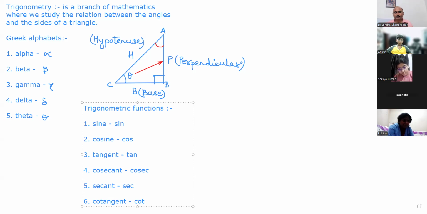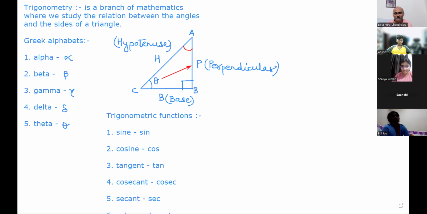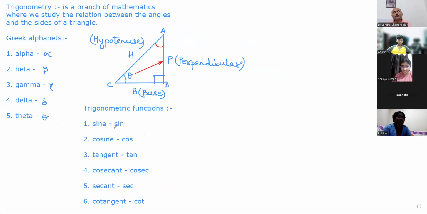So these are the six basic functions of trigonometry, which we will discuss today. There are many more. Okay? So today we are taking baby steps towards this topic. So it will take some time to seep in. So have patience. Okay?